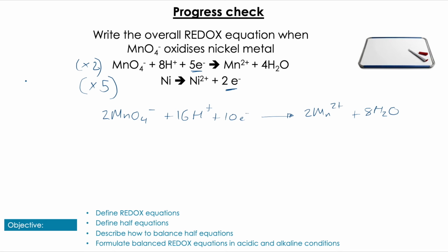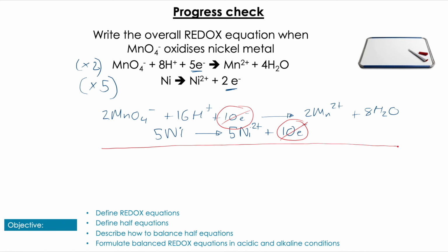And once we've got the number of electrons the same, that means we're going to be able to cancel them out. So an easy way to remember this, if you get this in the future, is you can just multiply each equation by the number of electrons in the other equation. And that's going to give us this final overall equation. Just make sure you cancel out your electrons so the electrons aren't included in that overall redox equation.